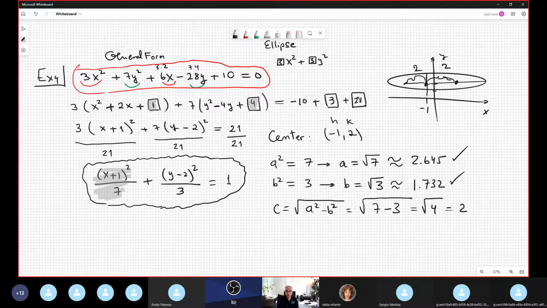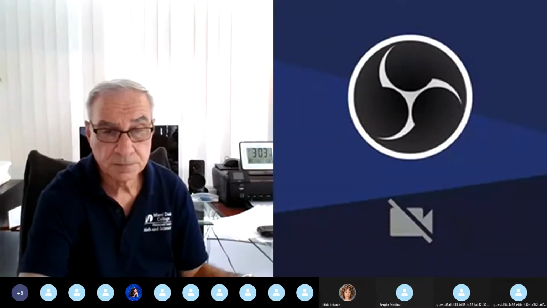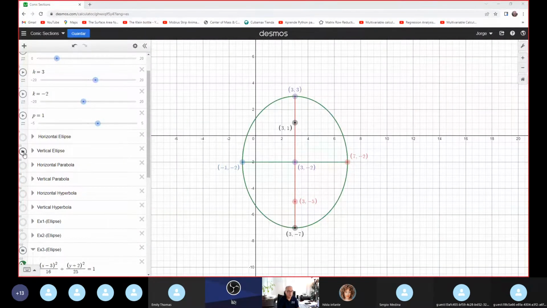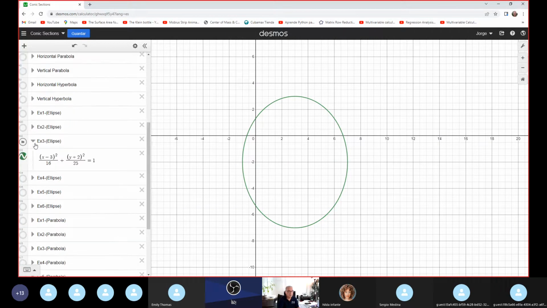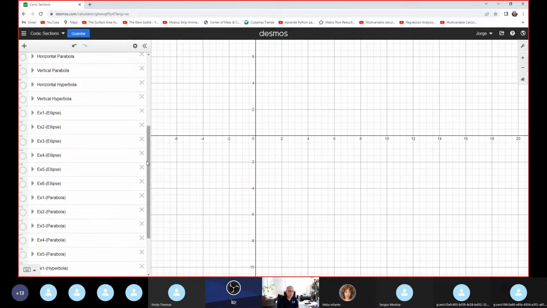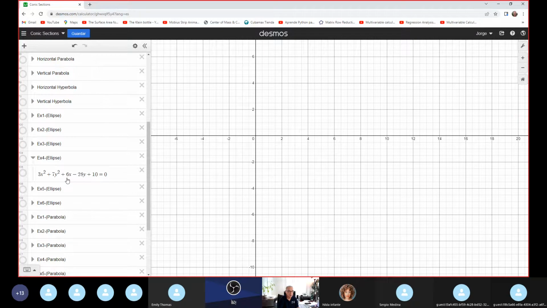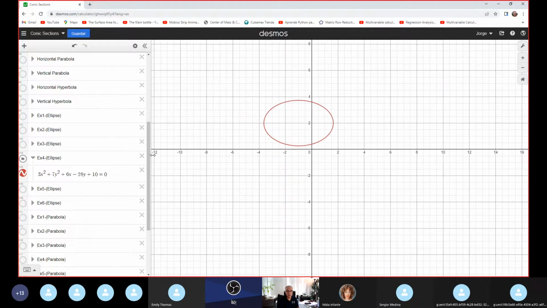Sorry, the last example. This is the last example of the ellipse. Example 4, no? I have more examples, you can see them by yourself. Okay, example 4 is this. Look, 3x squared plus 7y squared plus 6x minus 28y plus 10 equals 0. I plot that. Boom. It's similar to the analysis we were doing before.